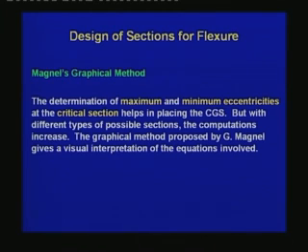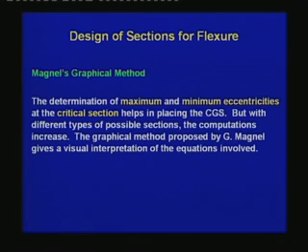What we have studied till now is the computation of the maximum and minimum eccentricities at the critical section of a beam. From there, we can place our tendon and the CGS. We also learned about the limiting zone of placing the CGS throughout the span of the beam. But if we are trying with several types of sections, then the computations increase, and at that time it is better that we can adopt some faster method of computation.